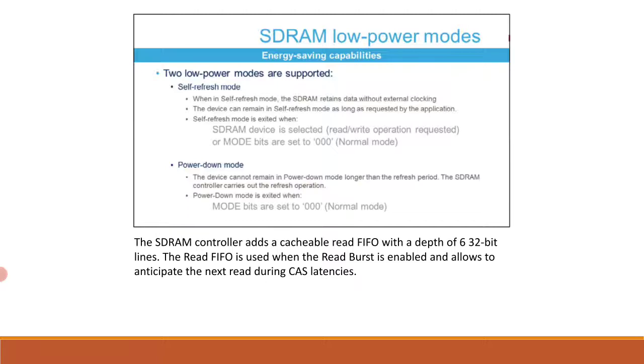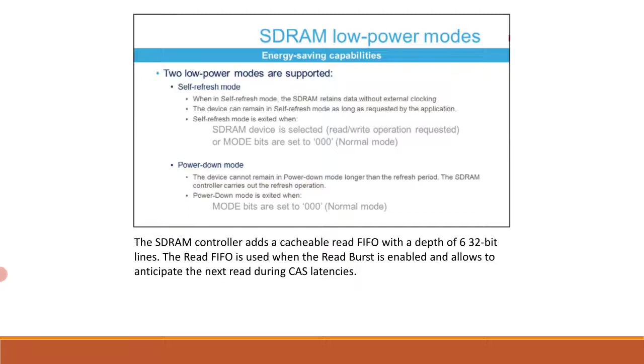If these modes are clear to you, you can see that was given in this. SDRAM device is selected, read or write operation requested are set to 000, that is normal mode now. Can we move on to SDRAM commands?